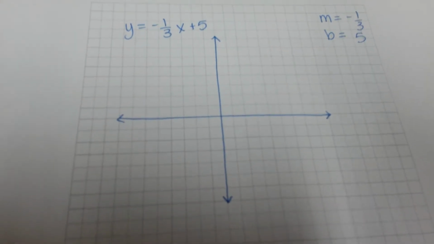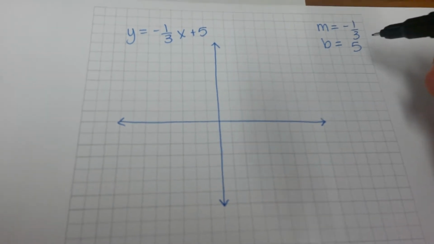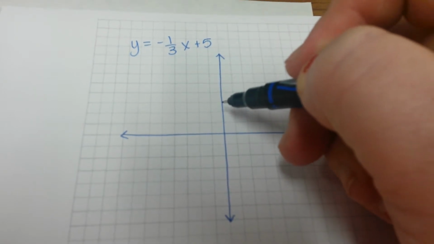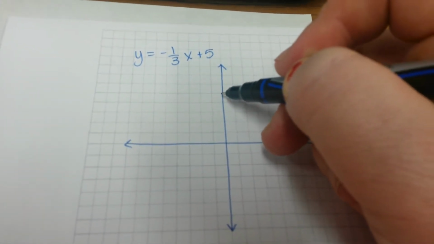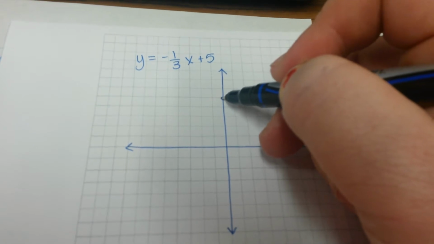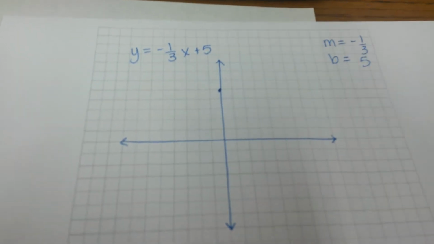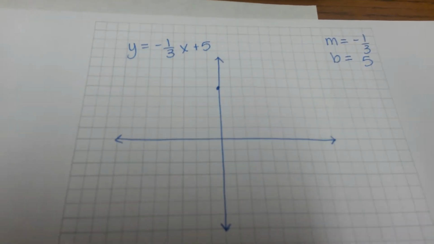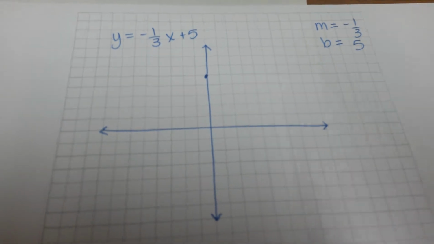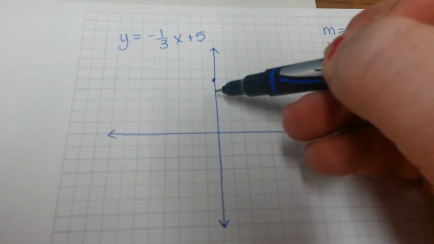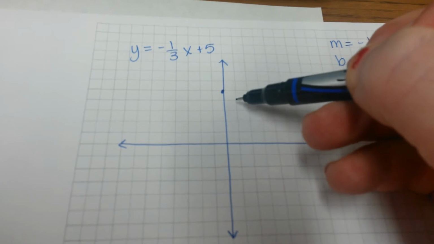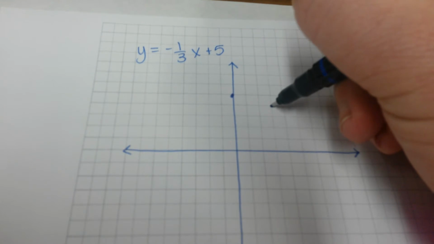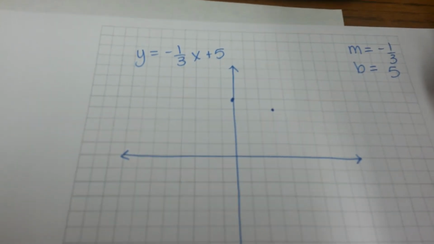So we're going to look at the graph. And with b equals 5, we're going to start at 0 on the y-axis, and we're going to go up 1, 2, 3, 4, 5. And that's where we're going to put our dot. Okay? And now we're going to be using our slope to find our next point. So our rise is -1, so we're going to go down 1. And our run is 3, so we're going to go over 3. 1, 2, 3. And we're going to plot that point. We have 2 points now, so we can draw a line.